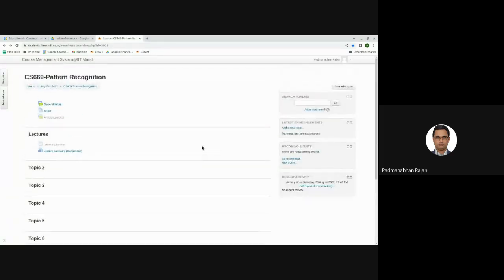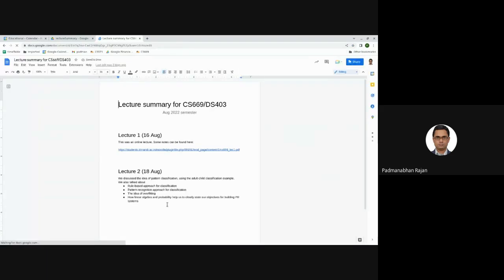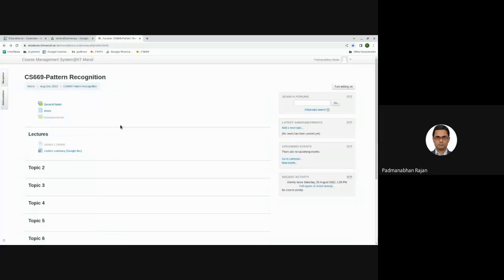Okay, so this is the Moodle page for the course. So I'll try to summarize the lectures here. You need your IIT Mandi ID to access this Google Doc. I'll try to summarize it here. I'll also try and provide references. But I'm not sure if I will be able to do it immediately after each lecture, but eventually I hope to keep this up to date.